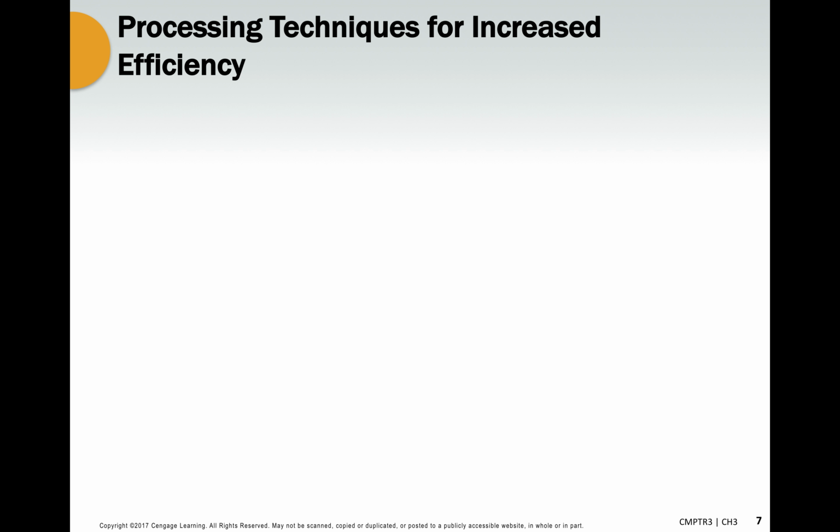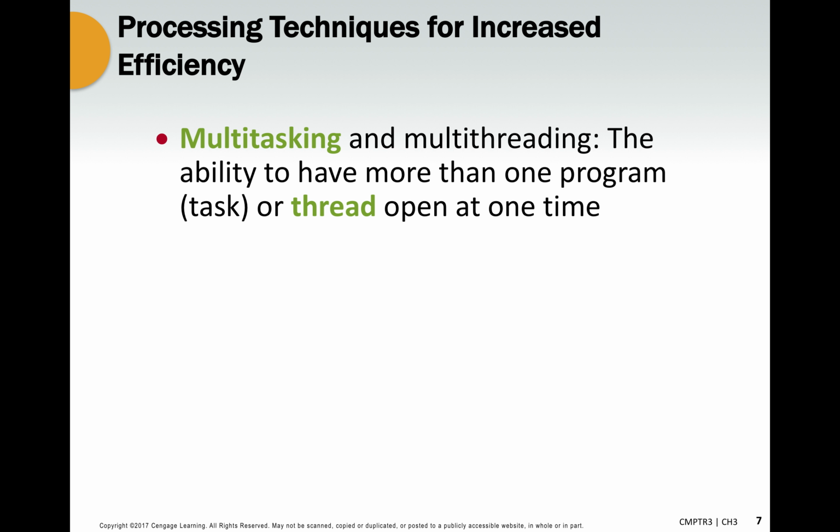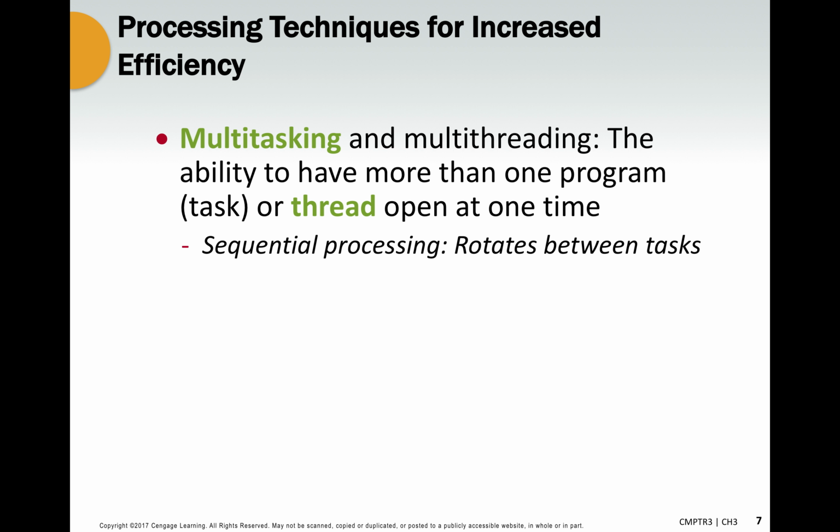So, processing efficiency: techniques for increased efficiency. Multitasking and multi-threading, the ability to have more than one program, task, or thread running at one time. So that is a part of our processing, right? We're able to do more than one thing at one time with our computers.